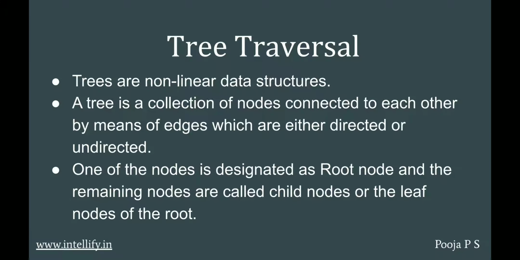Before that, coming to tree traversal, trees are a non-linear data structure, a collection of nodes connected to each other by means of edges, which are either directed or undirected. One of the nodes is designated as the root node in the tree and the remaining nodes are called the child nodes or the leaf nodes.